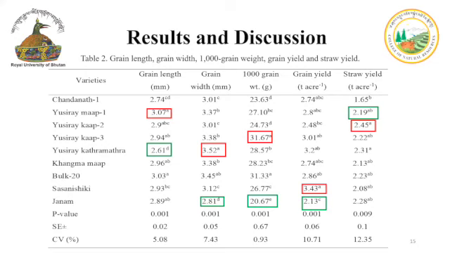And coming to the straw yield, the highest straw yield was recorded in Yusre Cup 2, and the lowest was recorded in Yusre Mab 1. Next.